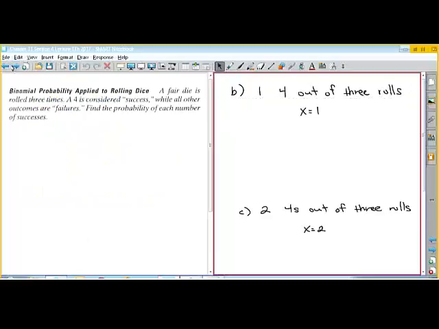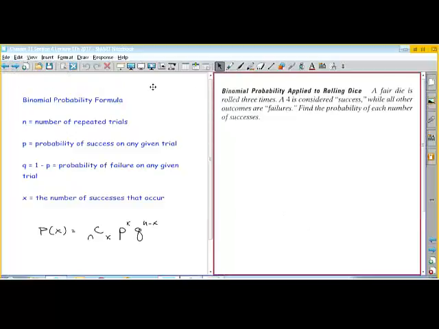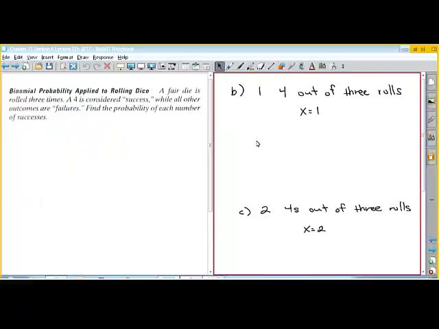Okay. So this is a problem out of your book, and it asks a number of different questions. It says a fair dice is rolled 3 times. A 4 is considered success while all other outcomes are failures. Find the probability of each number of successes. So we're going to look at a few of these cases. The first one is, what is the probability of getting one roll of 4?